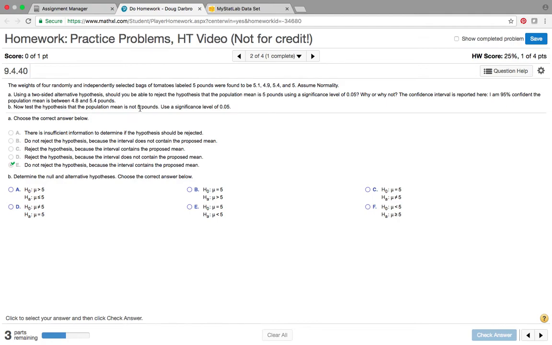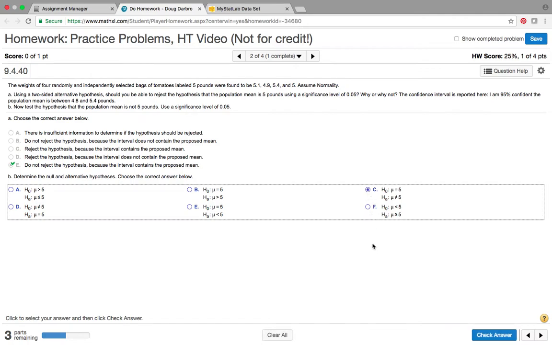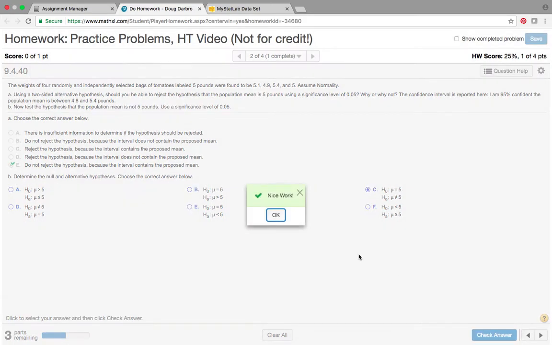Determine the null and alternative. Now test that the population mean is not 5. So I'm looking for equal to and not equal to. I'm looking for equal to in my null hypothesis because it's always equal to. And because I'm just testing that it's not 5, I need not equal to. It doesn't say less than 5 or greater than 5, just not equal to. So we'll have more luck with this one.